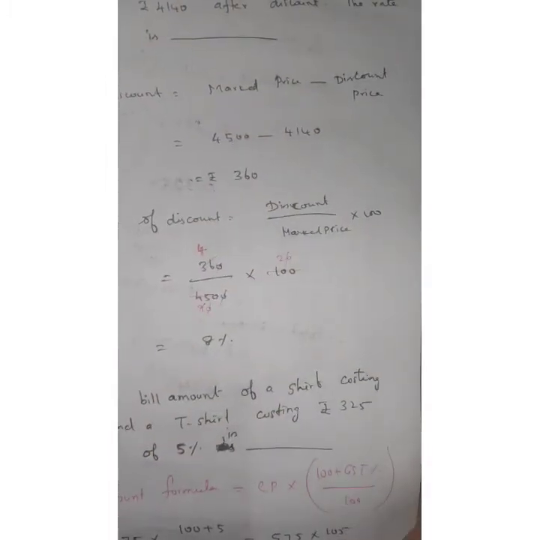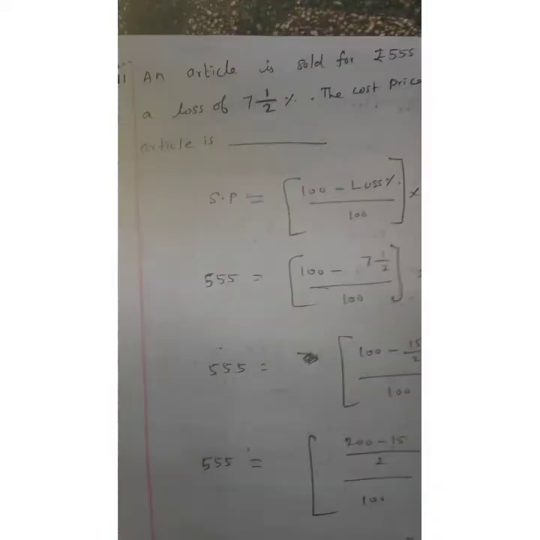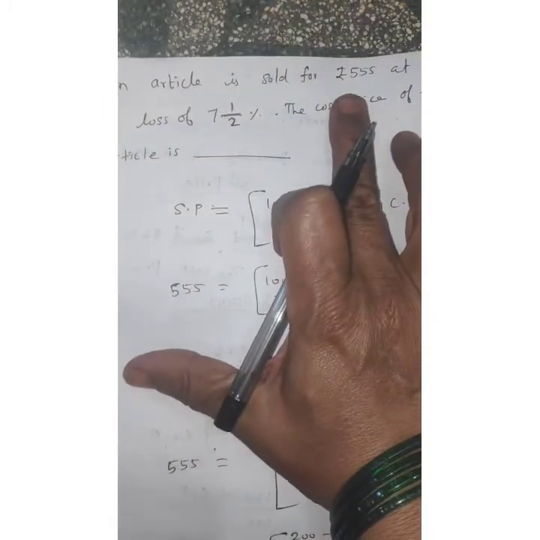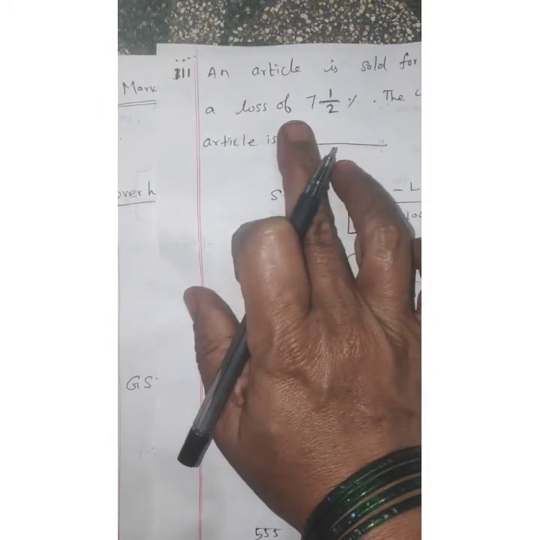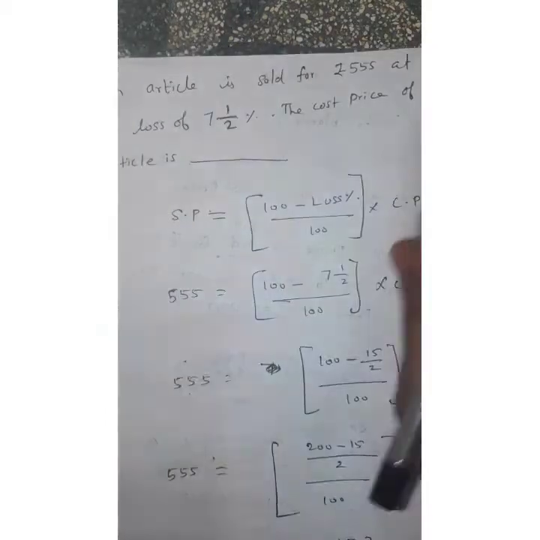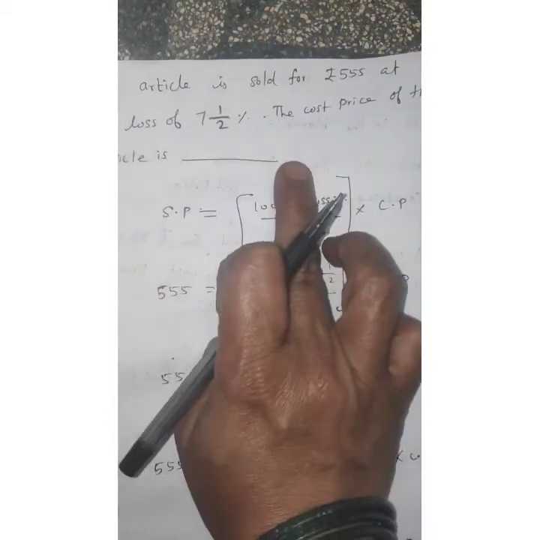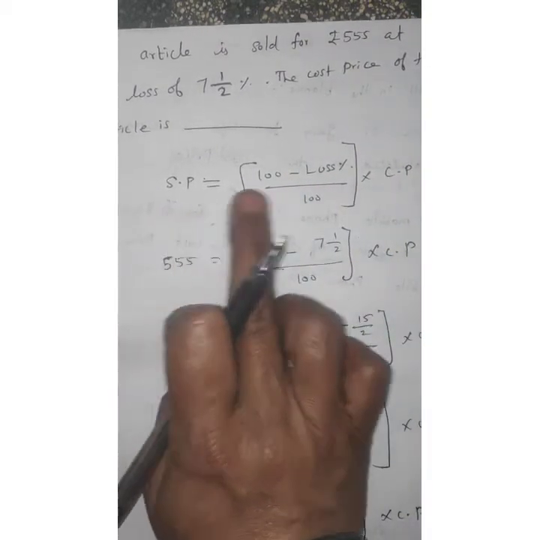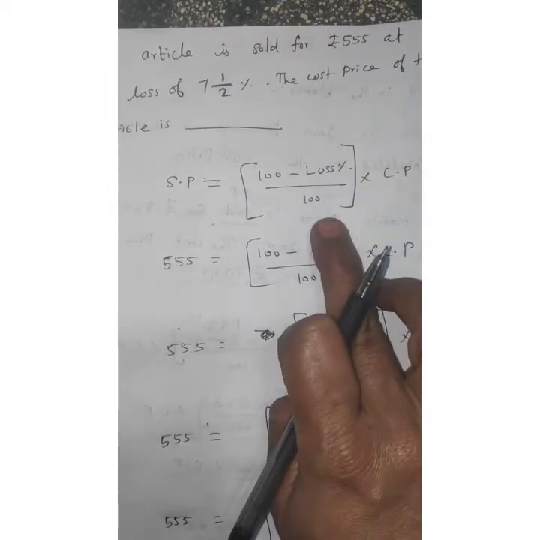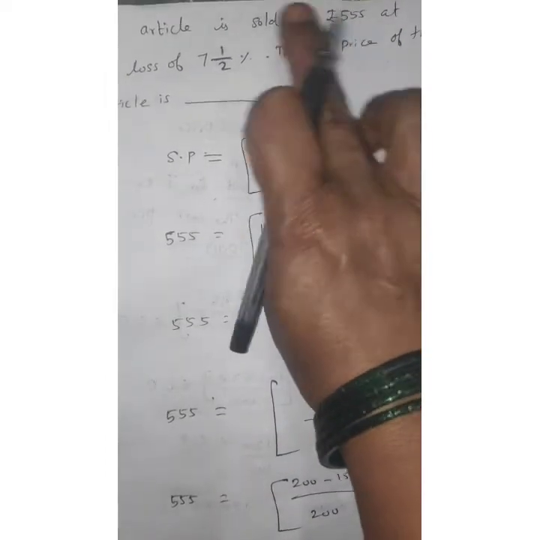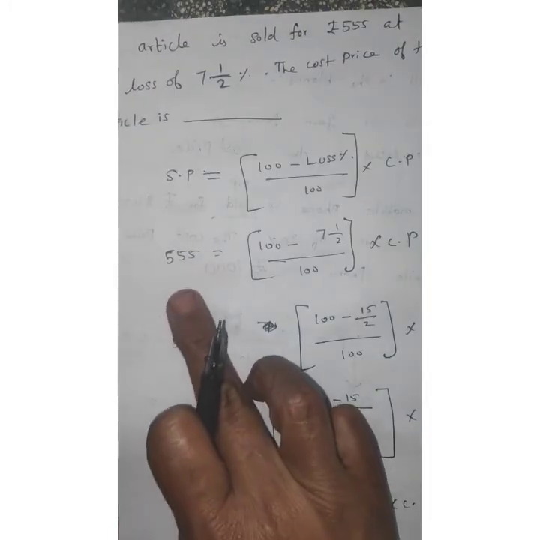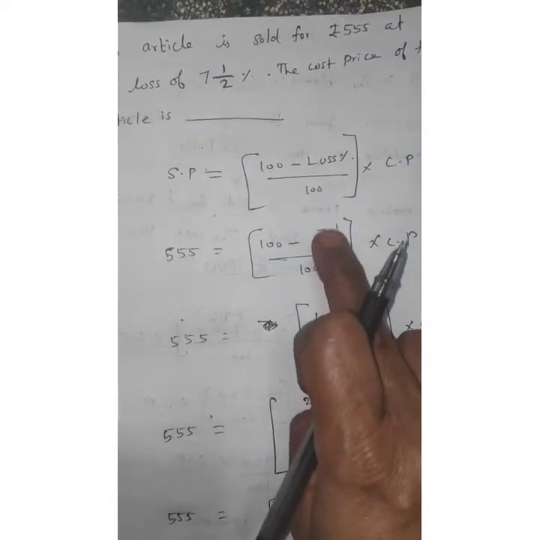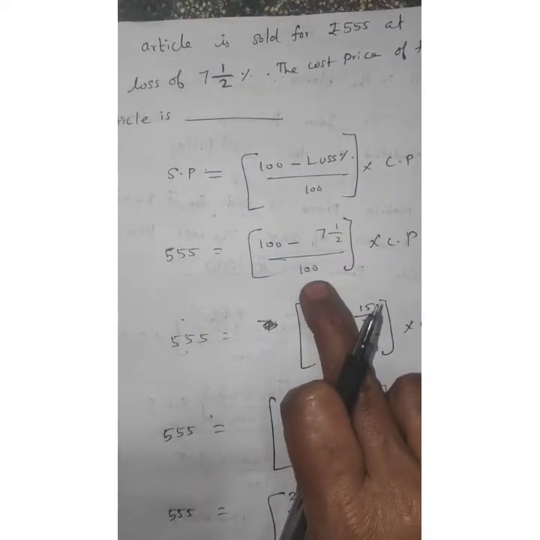Third, filling the blanks. An article is sold for rupees 555 at a loss of 7 1/2%. The cost price of the article is dash. The same formula is used for loss, but the symbol is minus. SP equals 100 minus loss percentage, divided by 100, into CP. Sold means selling price. So 555 equals 100 minus loss percentage 7 1/2, write the number only, divided by 100 into CP.